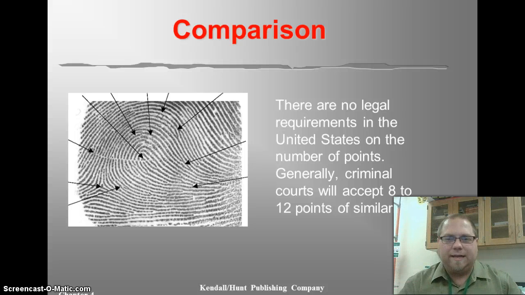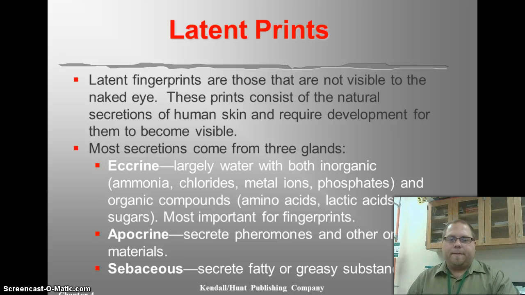Generally, we do 8 to 12. Okay, and so when you're matching two fingerprints, you would find 8 to 12 things that lined up. Okay, latent prints. These are the ones that are not easily visible. This is where the secretions on your skin and the sweat and stuff is transferred.